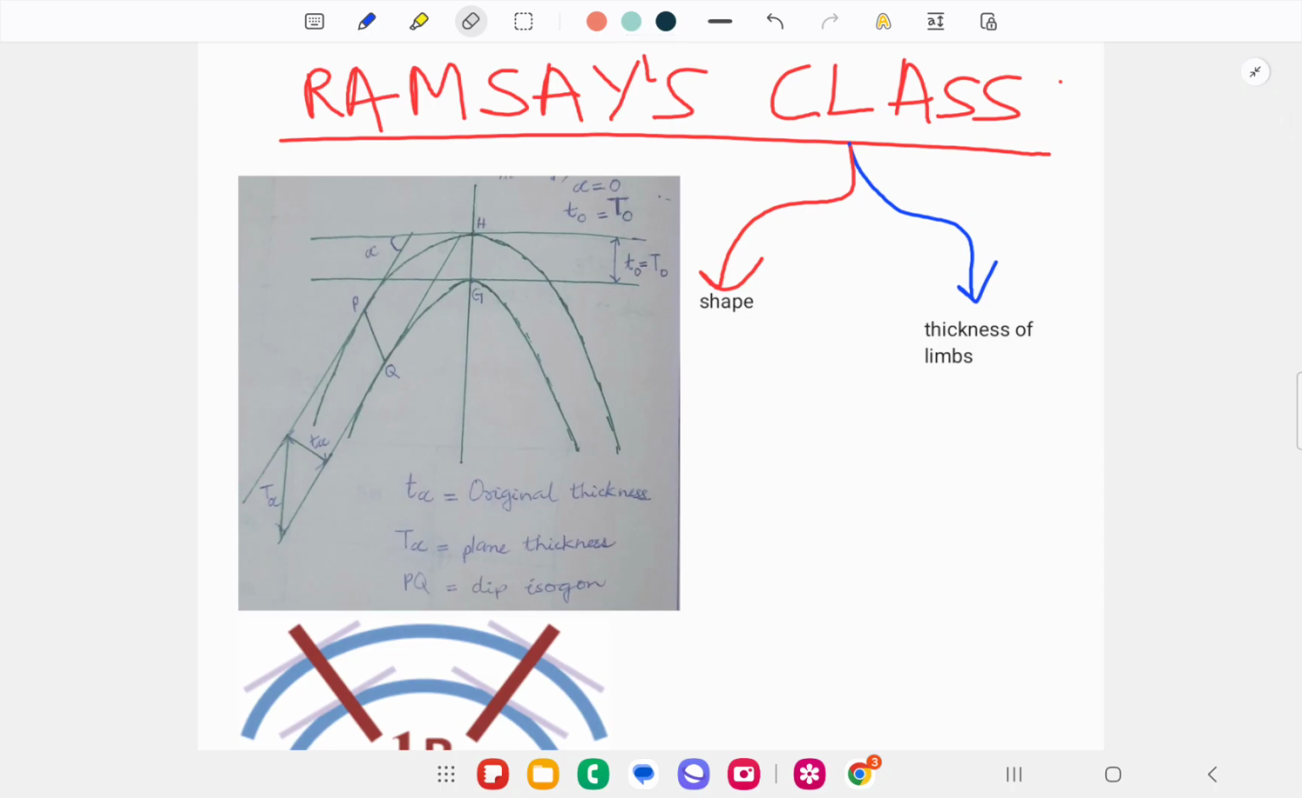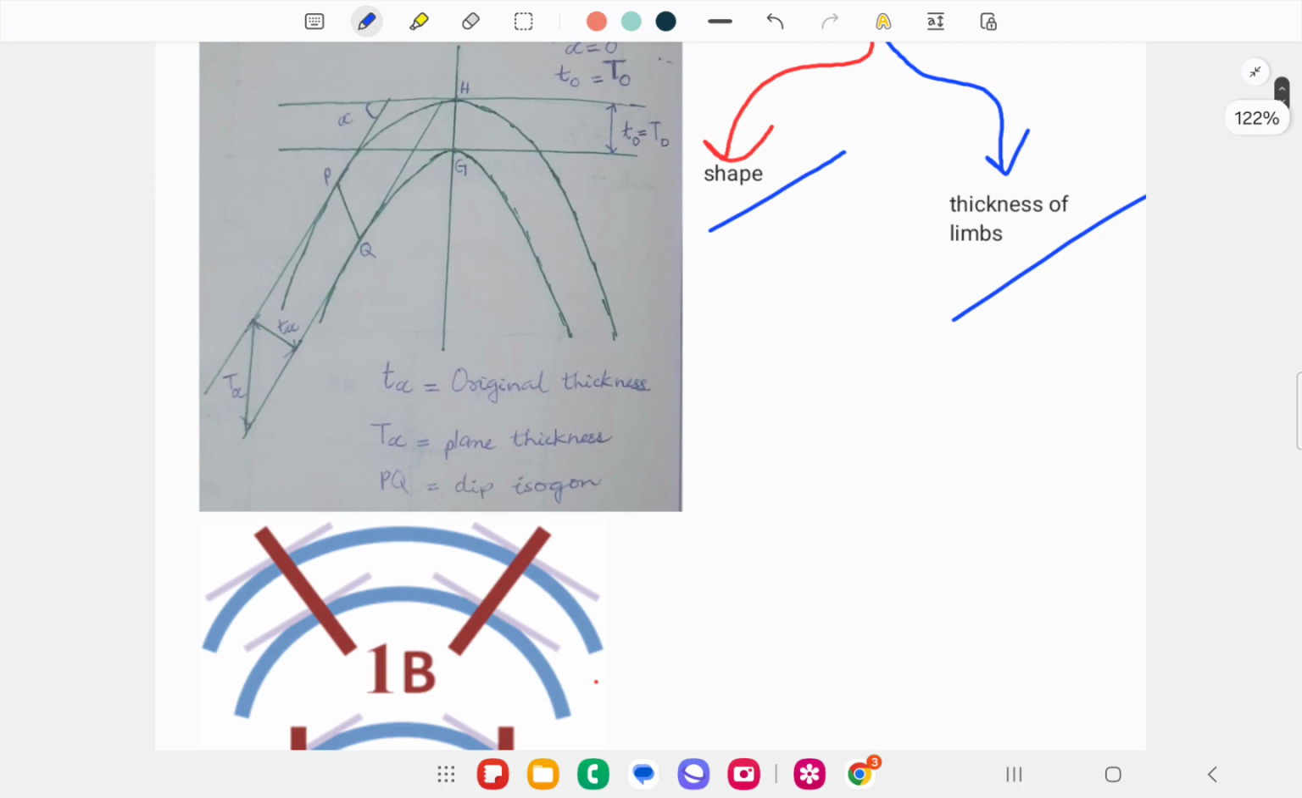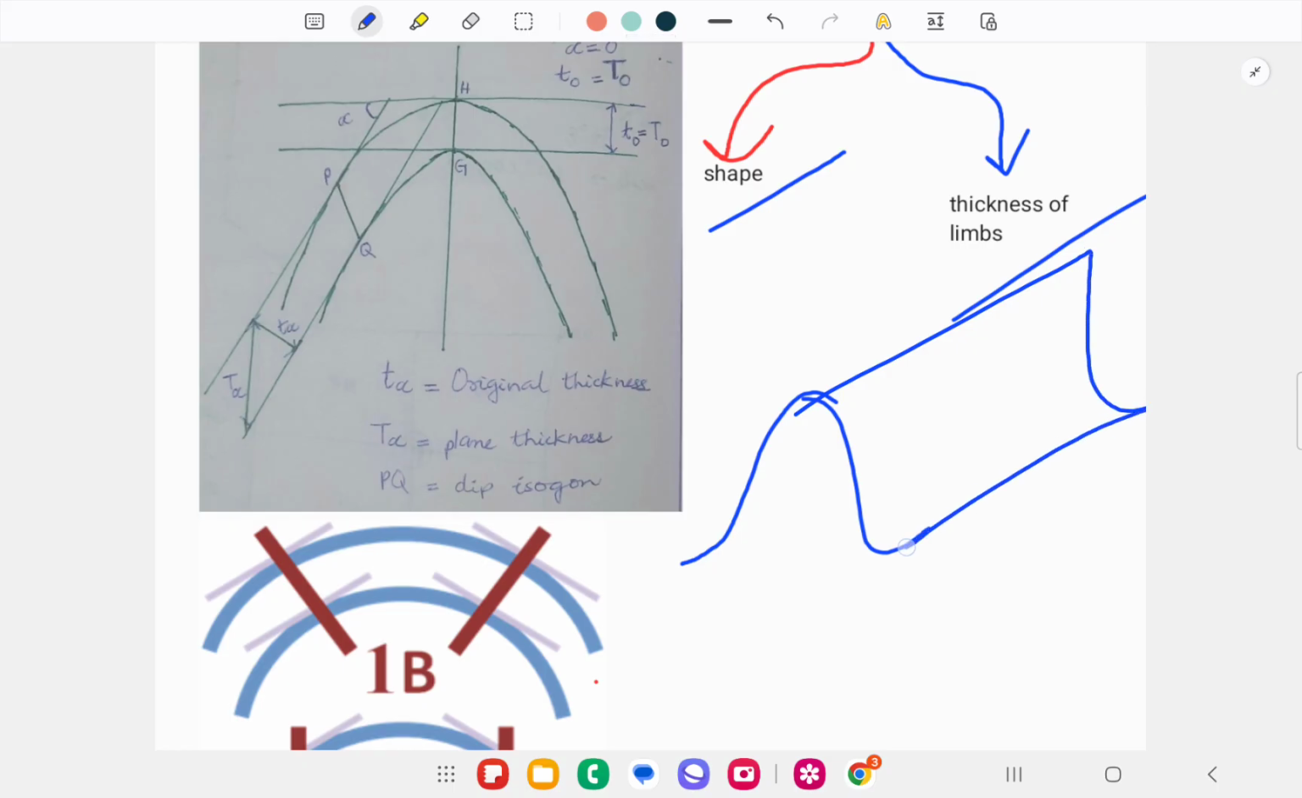So Ramsay gives a classification of how to classify folds based on the shape and the thickness of the limbs of the fold. Let's draw a simple fold first, so it will help you to understand easily.